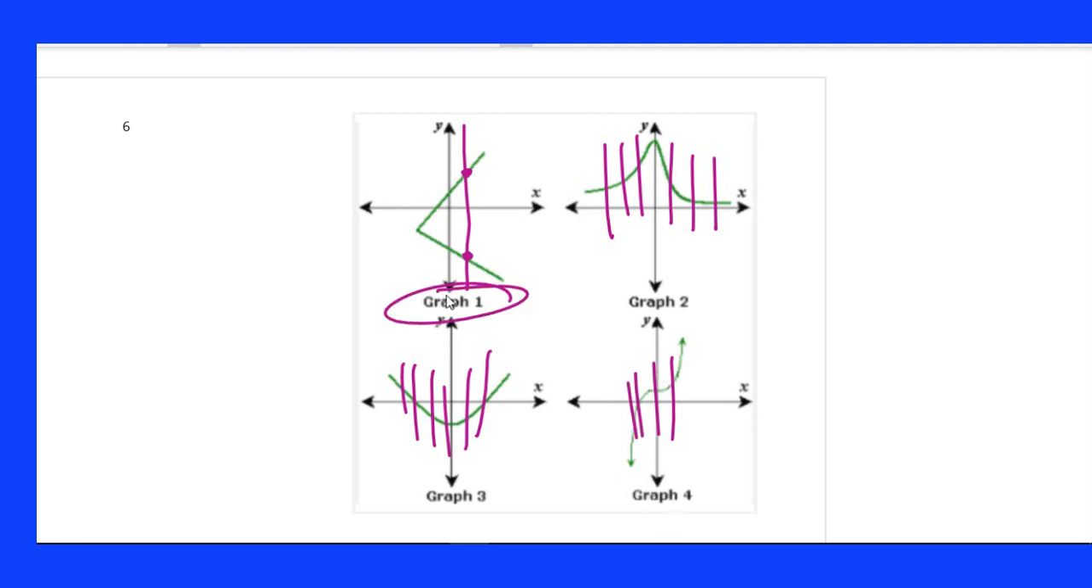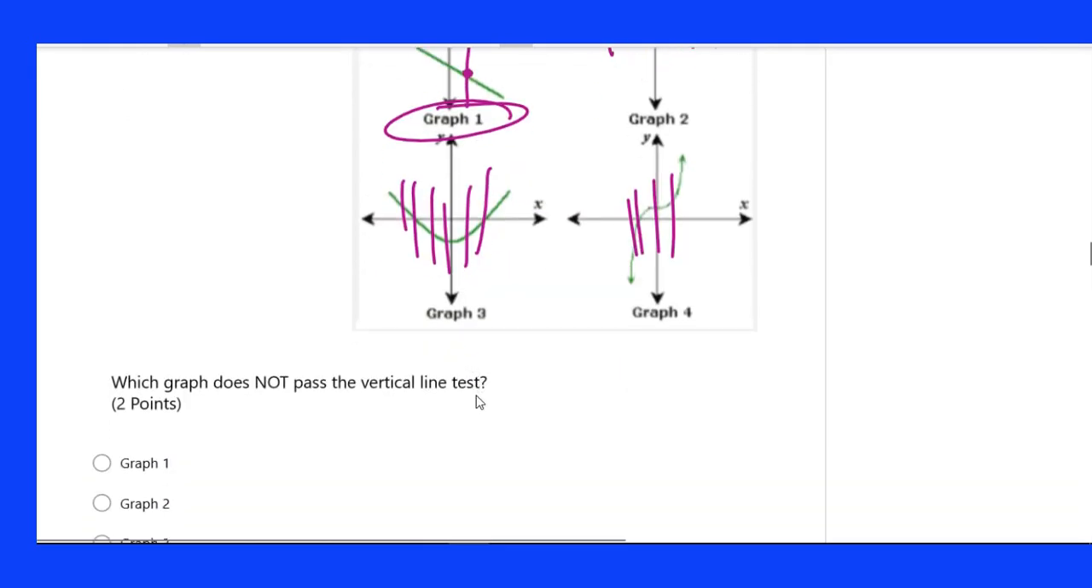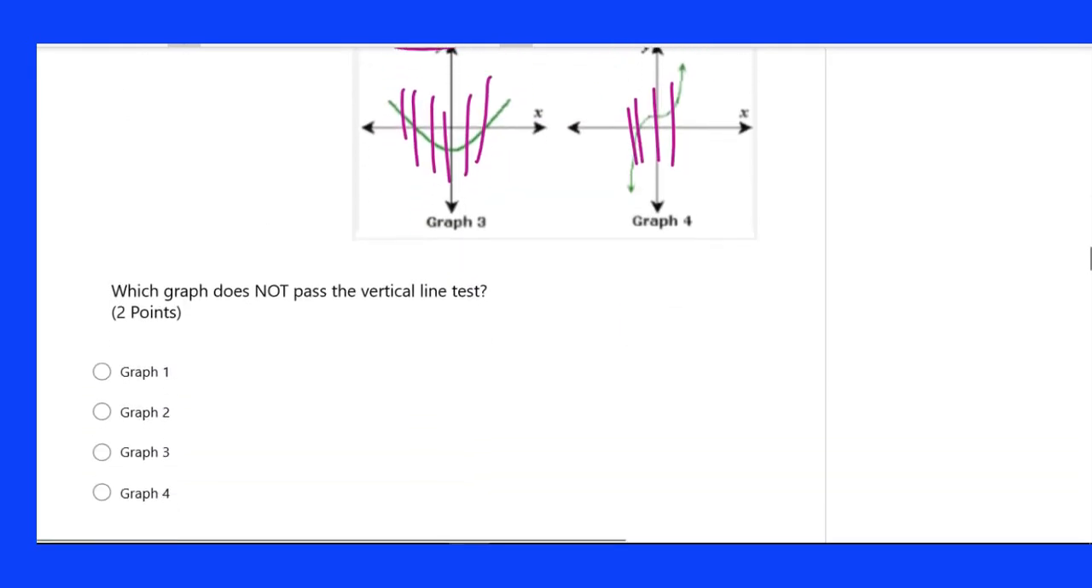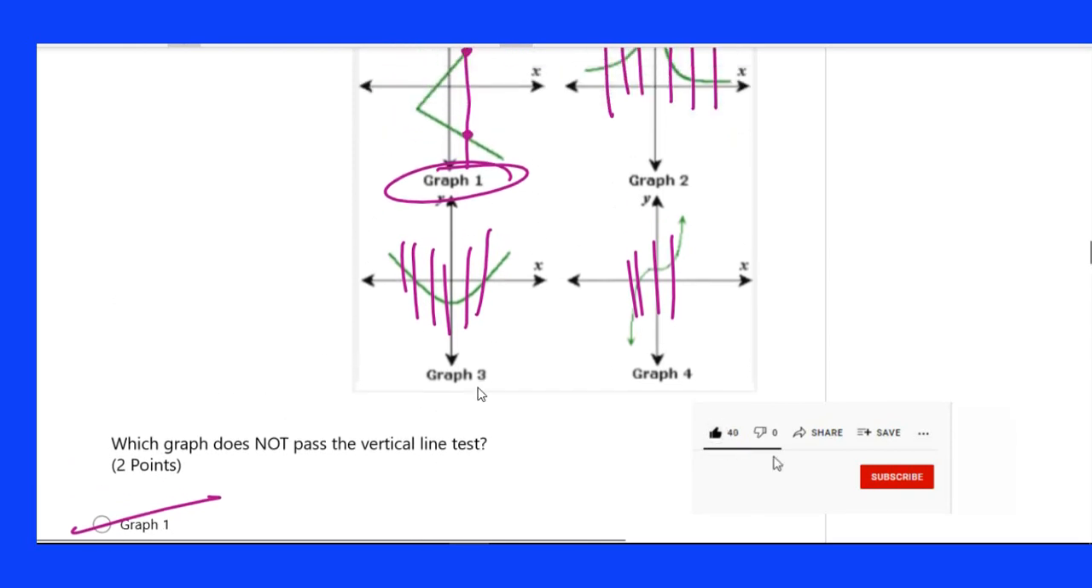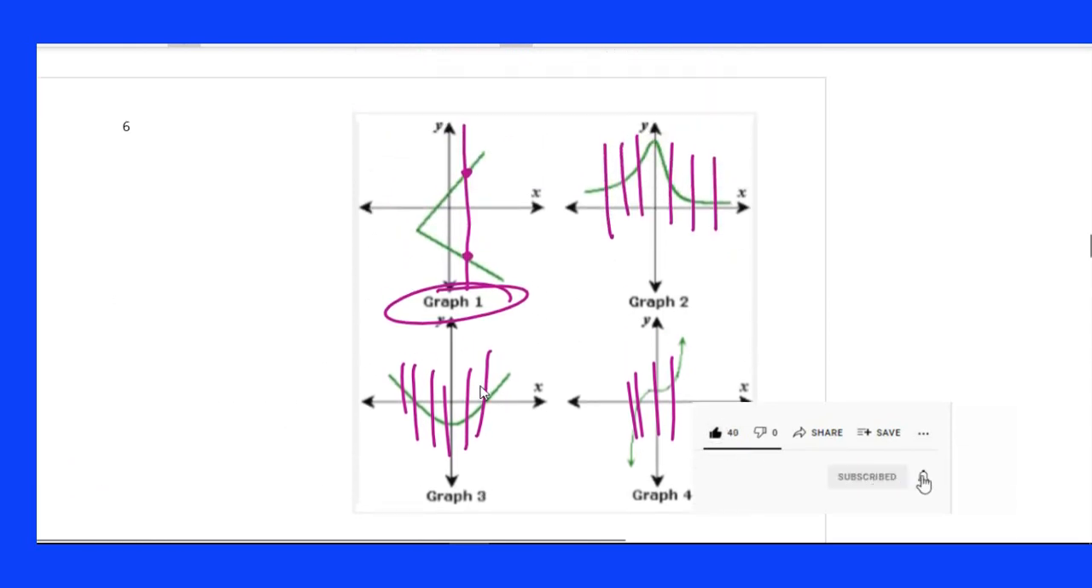So for graph 1, the vertical line test cuts at 2 points. So graph 1 does not pass the vertical line test. This answer is graph 1. This does not show a function. When you are going to test a function, you have to use the vertical line test. If the vertical line test cuts at more than 1 point, we can conclude that the given graph is not called a function.